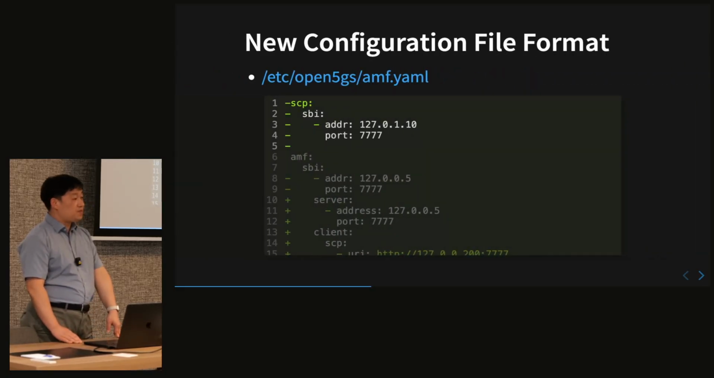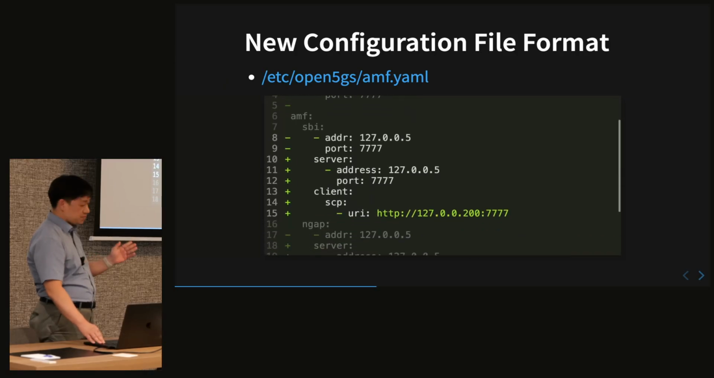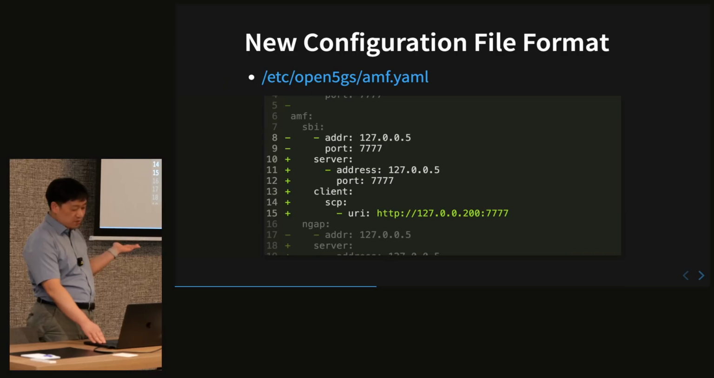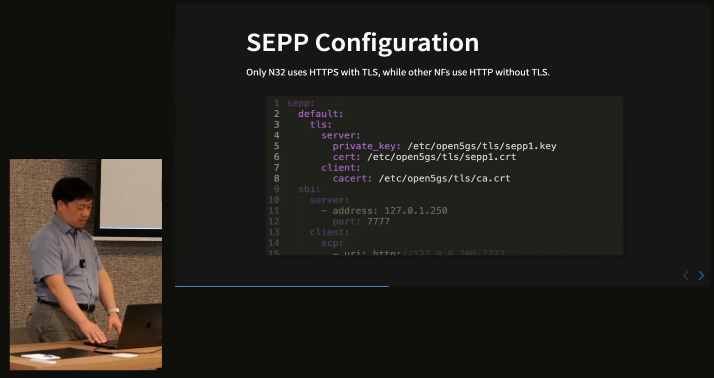In 5G, SCP is a client of AMF. NRFs are likewise clients of all other NFs. Therefore, I made them inside the AMF. I'll explain why I did this later when I describe the SCP configuration file. Yeah, this is the new configuration.